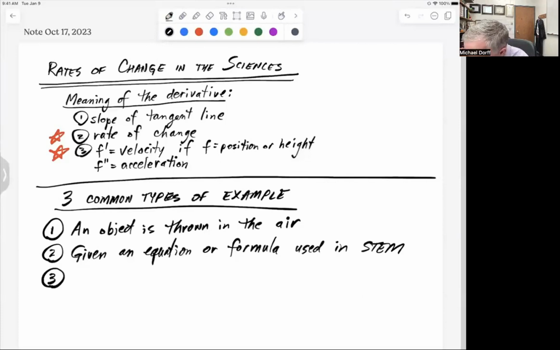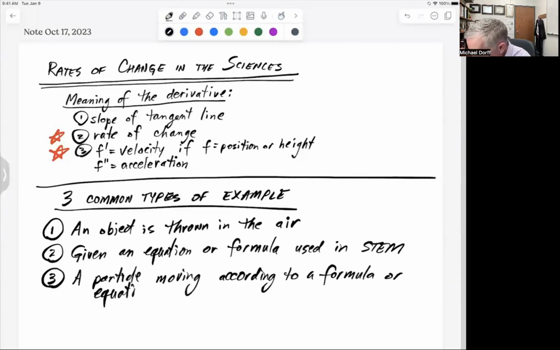And the third type that we'll see will be a particle moving according to some formula or equation. And again, in these, we will also be finding things like maybe its velocity, acceleration, when it's speeding up, when it's slowing down, and so forth.